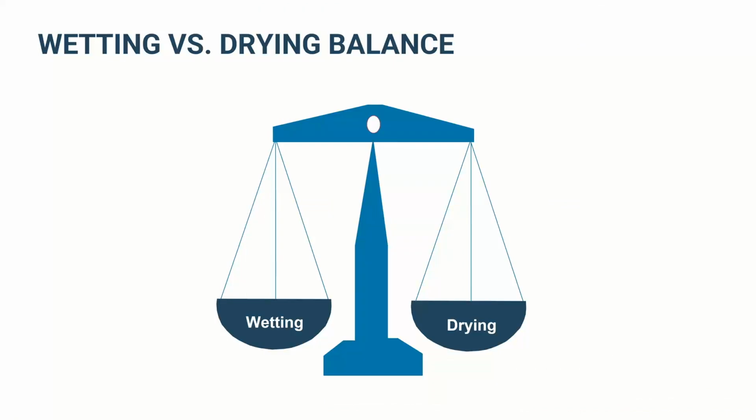So water control is really just, it's a balance, right? It's a balance of wetting and drying. You have to make sure that anything that can get wet is able to dry. So when things get out of this balance, that's when we see problems.